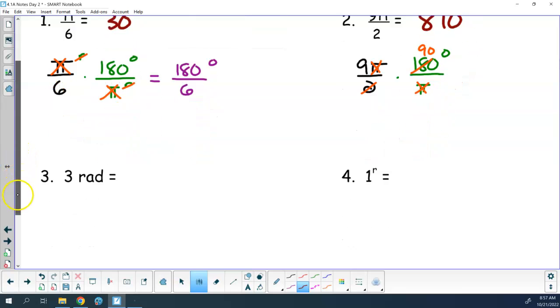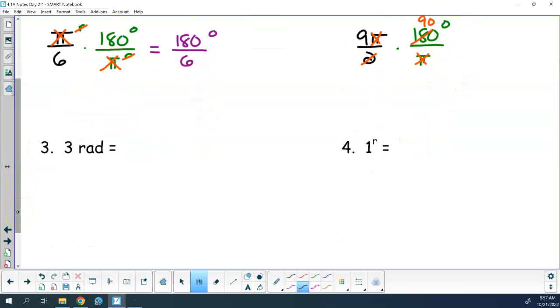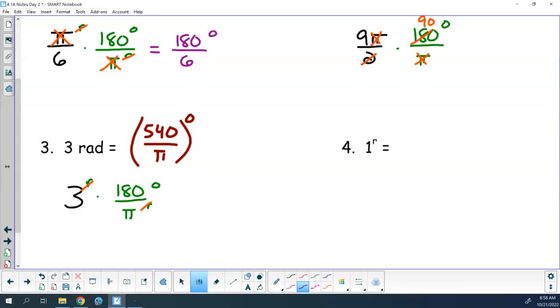On these two, so we can just start with 3, and we do it the same way. Times 180 over pi degrees. Radians cancel each other out. Leaves me with 540 over pi degrees. If I was asking for an exact answer, it would be that.